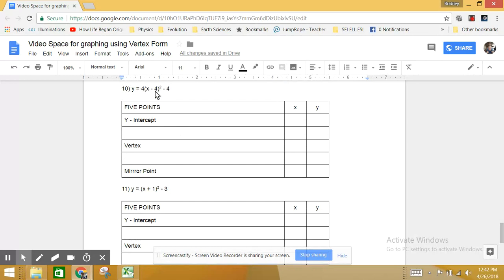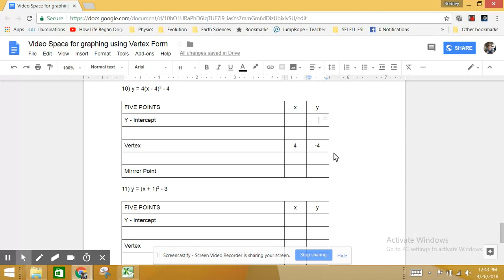Number 10, we've got our H is going to be 4. Our K is going to be negative 4 because that needs to be a plus K. So we're saying plus negative 4. So our vertex is at 4, comma, negative 4. All right.